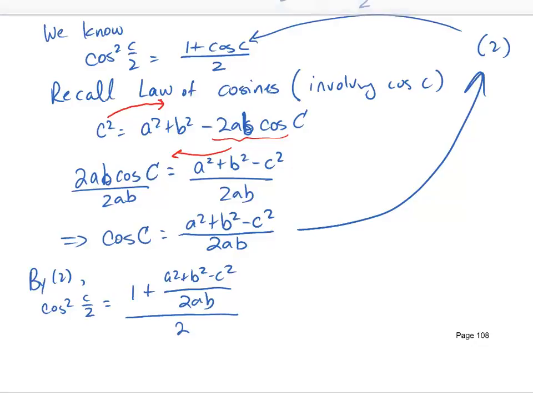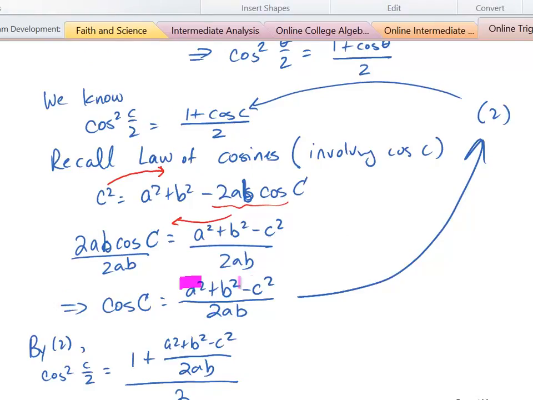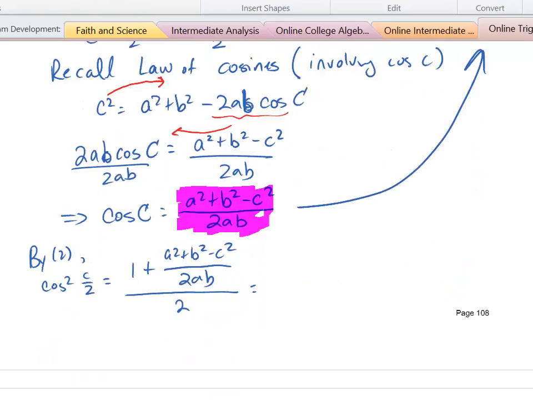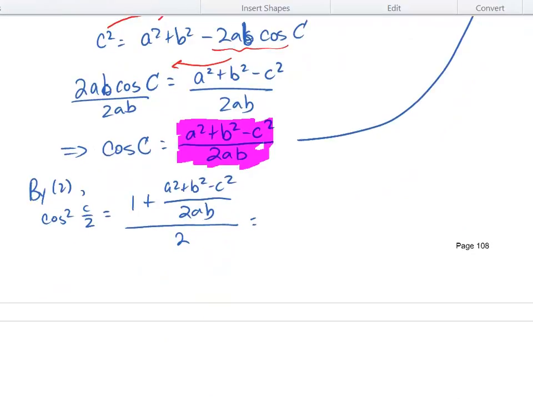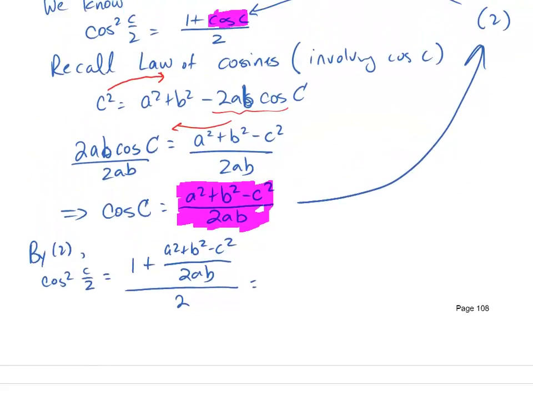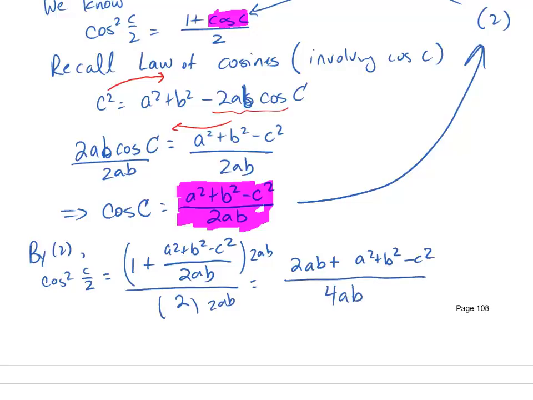Again, all I've done is taken this expression here and stuck it in right there. And now a little bit of algebra can help simplify this. First of all, what I would like to do is get rid of the complex fraction here. So I'm going to multiply everything on top and bottom by 2ab. That gets rid of the fraction inside the fraction. So I end up with 2ab plus a squared plus b squared minus c squared, all divided by 4ab.